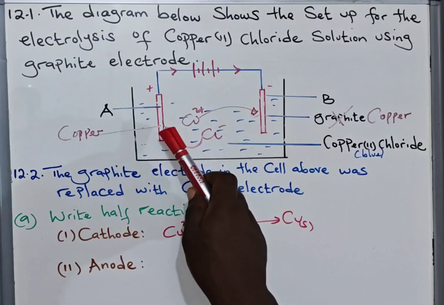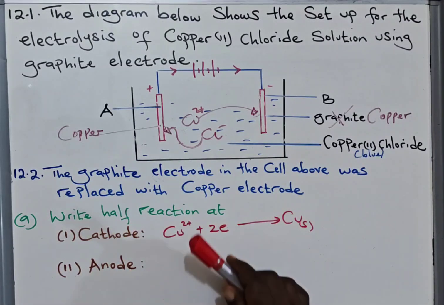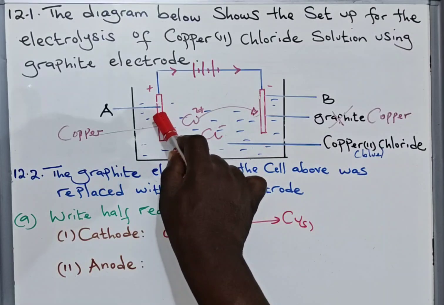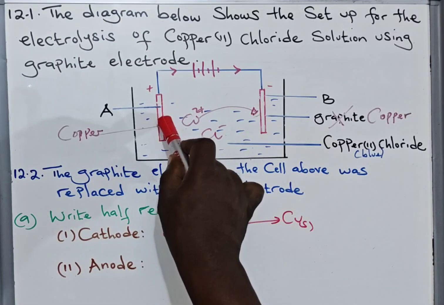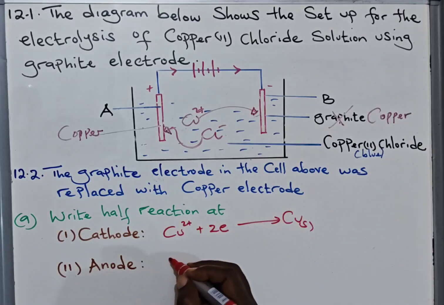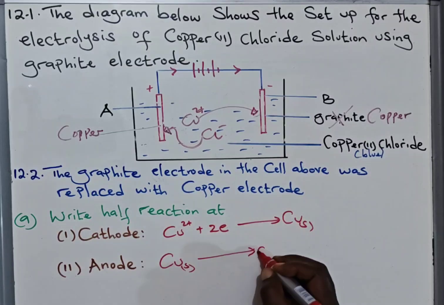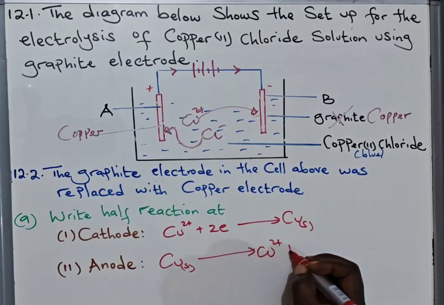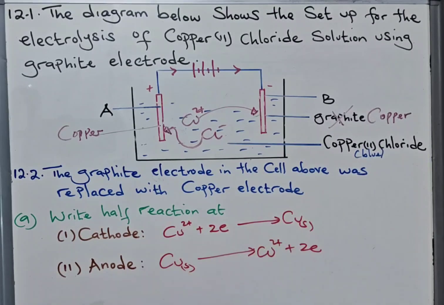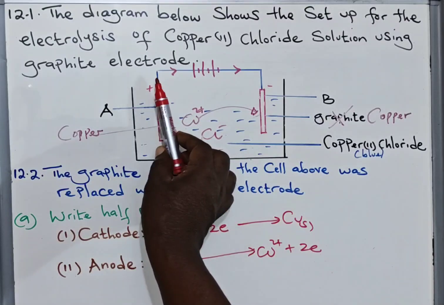They move there, but they are not discharged. Instead, something else happens. The electrode itself, which is now copper, undergoes oxidation. So it is going to be copper solid becoming oxidized to copper ions. So this is the reaction which takes place. No chlorine gas is formed if this electrode is copper.